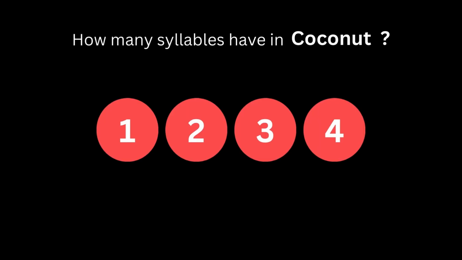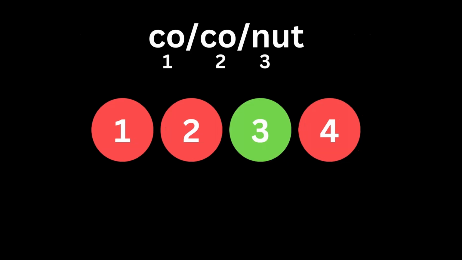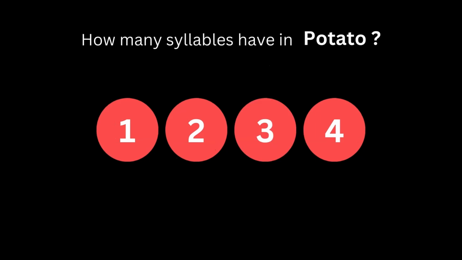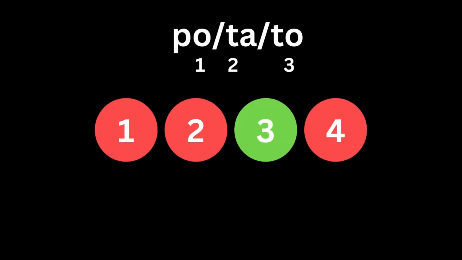How many syllables are in coconut? Co, co, nut. There are three syllables in coconut. How many syllables are in potato? Po, ta, to. There are three syllables in potato.